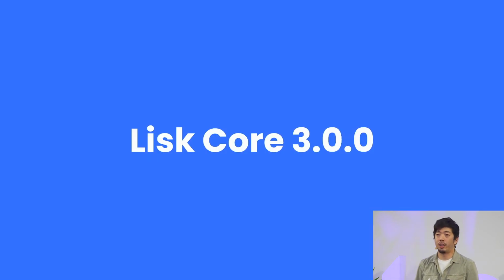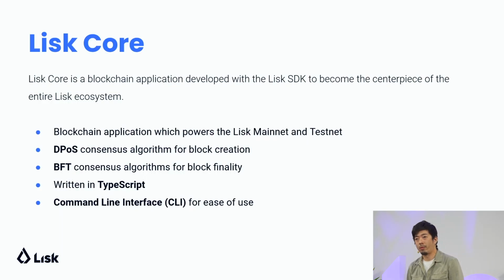So that was it for Lisk SDK. Now let's talk about Lisk Core 3.0. What is Lisk Core? Lisk Core is a blockchain application created using Lisk SDK. In a way, Lisk Core is the first user of our Lisk SDK. It's a blockchain application that powers our Lisk mainnet and testnet and uses all the default modules that we provide in Lisk SDK, which run the DPoS algorithm. Internally in Lisk SDK, we also implement the BFT consensus for block finality, so that is the same for Lisk Core.